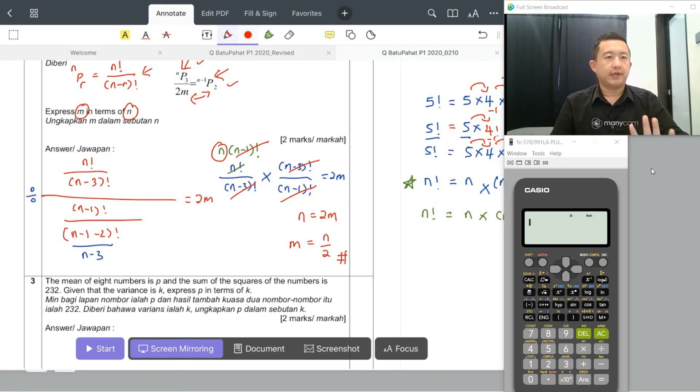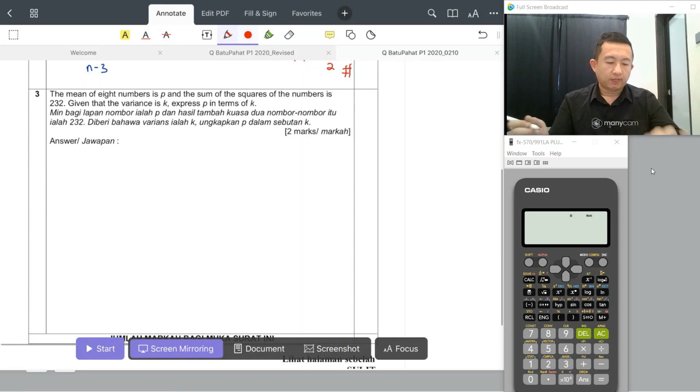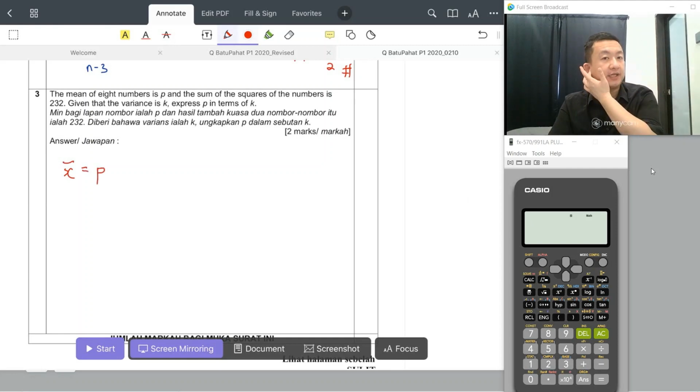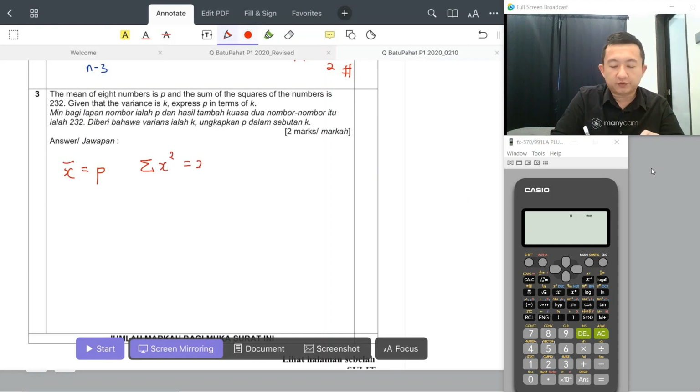Okay, number 2, done. We go to number 3. The mean of 8 numbers is p. The sum of the squares of the numbers is 232. Meaning the sum of the squares is 232. Given that the variance is k, you have to express p in terms of k.